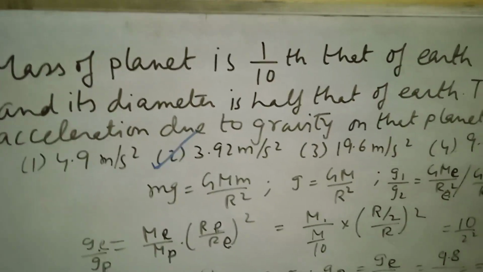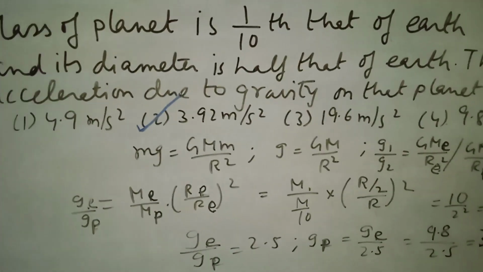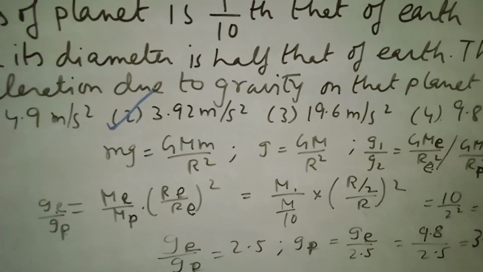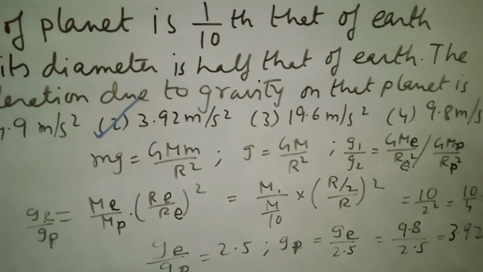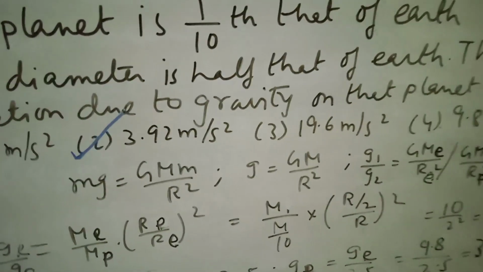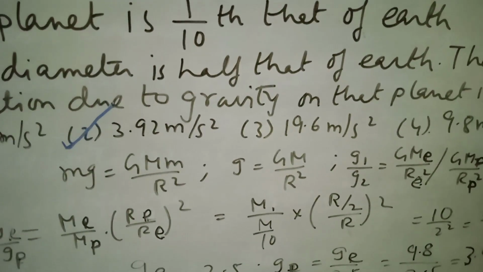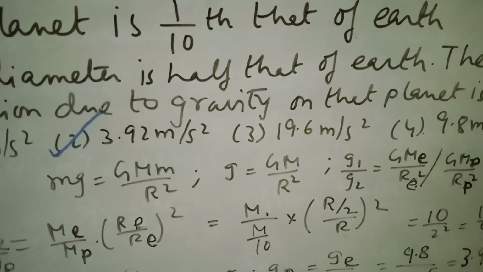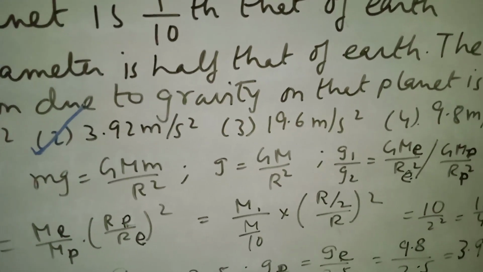In gravitation, when this type of problem is there, mg equals G M m by R square. So g equals to: g is the acceleration due to gravity, big G is the universal gravitation constant, M is the mass of the earth, and R is the radius. So small g equals G M by R square.